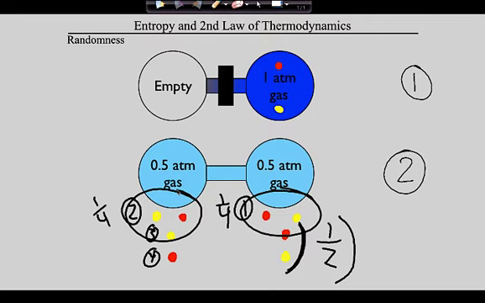Everything works like this. It's not just gas molecules with separate little holes they can go into. It's anything where things can be in different places, and those different places have different things that can be in them. The universe just works towards these things being spread out. So, yeah.